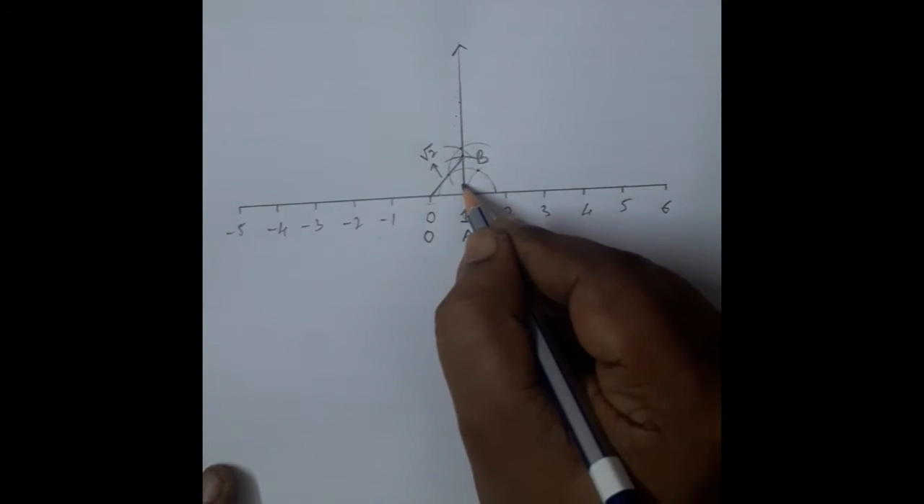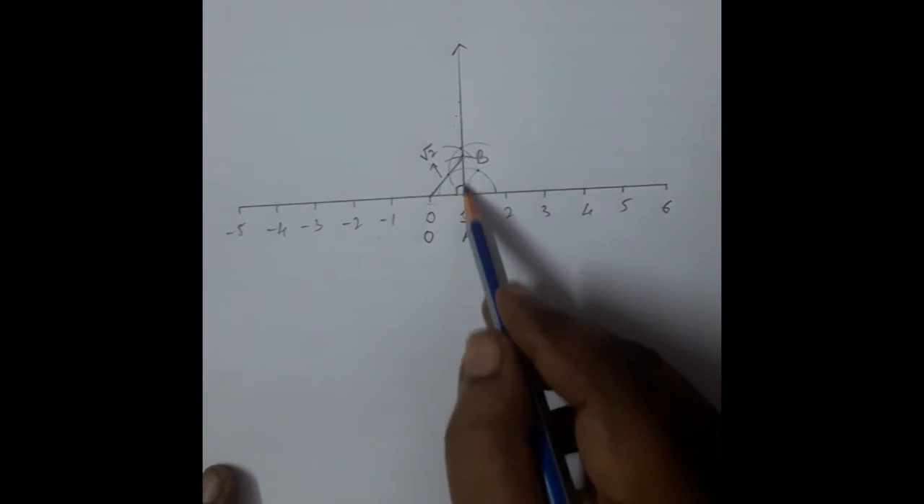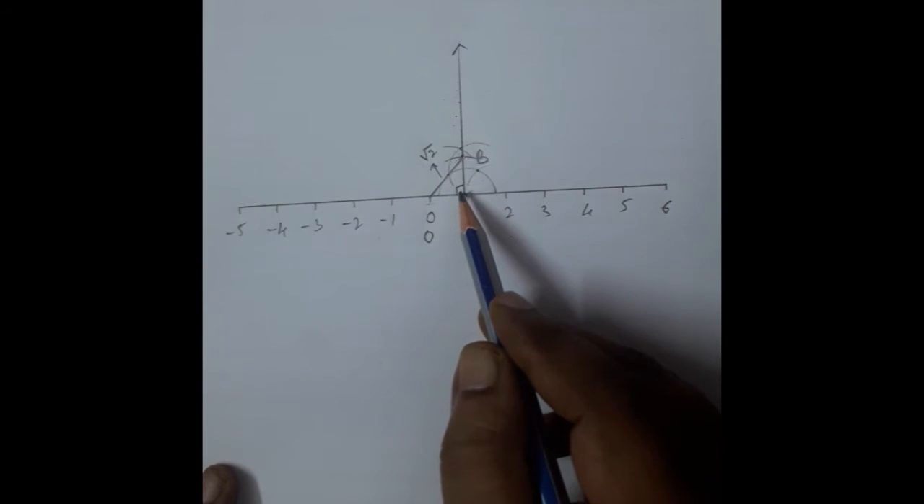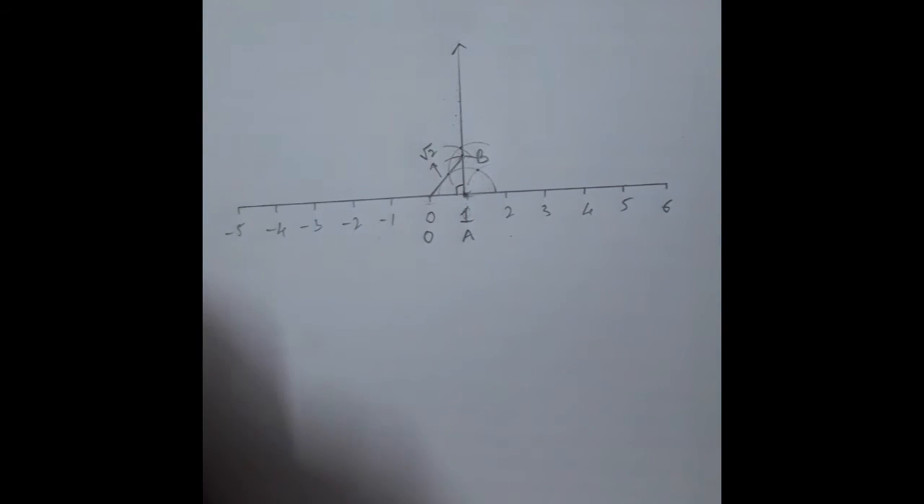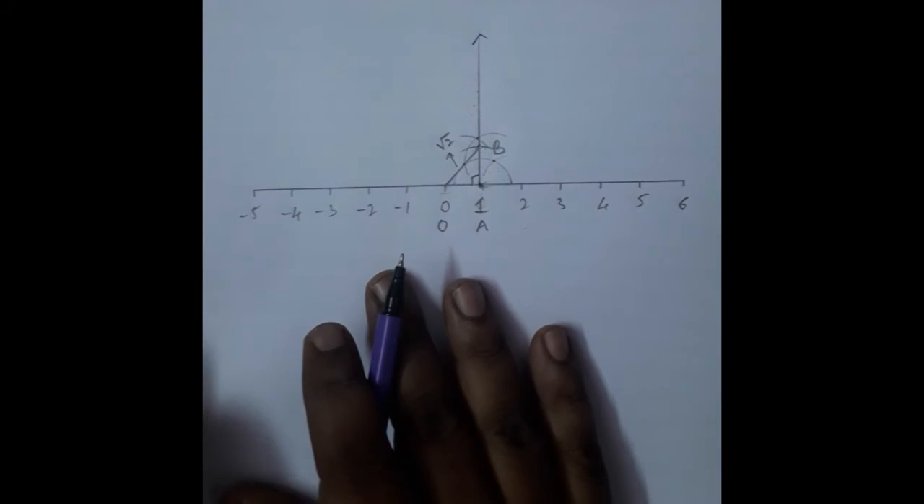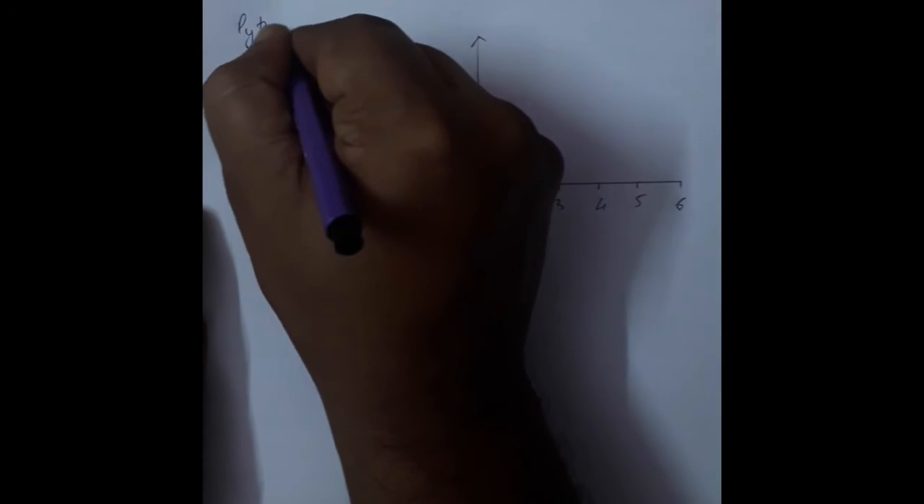And what type of a triangle is this? This is a right angle triangle. Why? Because we had drawn this as a perpendicular. So this is a right angle triangle. Now in a right angle triangle we can apply something called the Pythagoras theorem. So let us see what the Pythagoras theorem says.